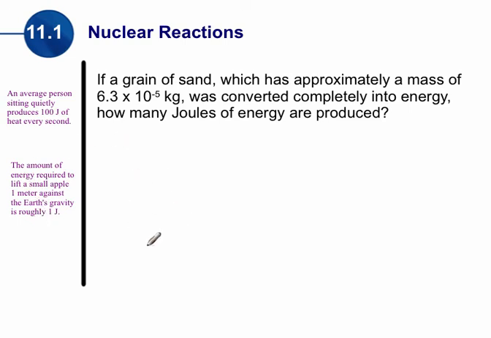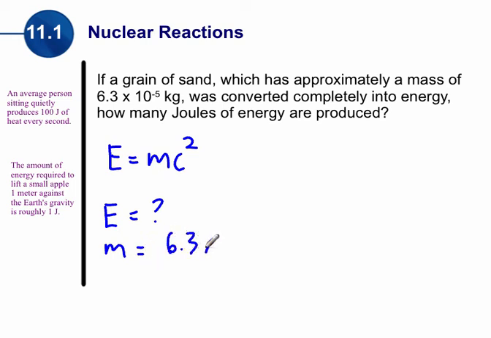Well, we start this out pretty straightforward. Our equation, E equals mc squared. Our energy, our E, is what we're trying to find. We're going to take the mass, and the mass in this case is the mass of the grain of sand, 6.3 times 10 to the negative 5 kilograms. And we always want to make sure our mass is in kilograms. And c, again, c is that constant value, 3.0 times 10 to the 8 meters per second.